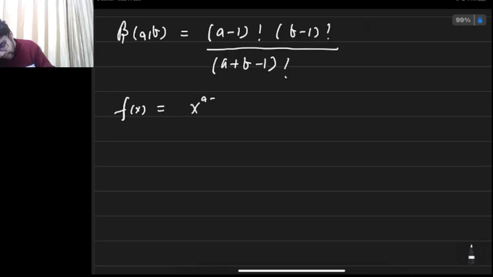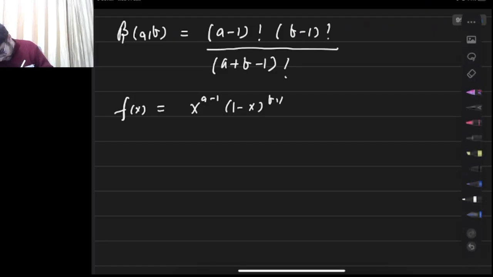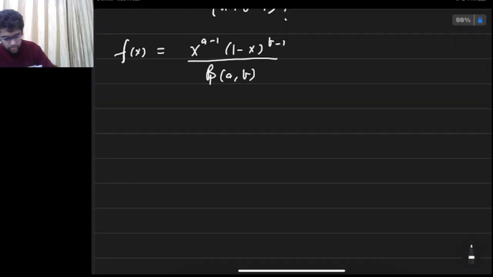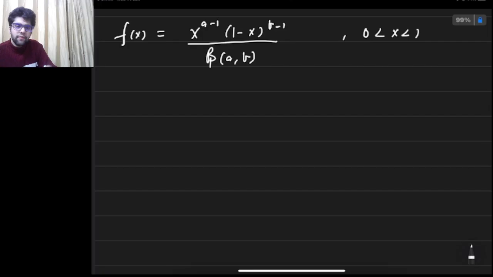So now the PDF given to us is f of x equals x to the power a minus 1, 1 minus x to the power b minus 1, divided by beta a comma b. A and b are the shape parameters. And we also know that x lies between 0 and 1. So now let's check if this is a valid PDF. Now we'll start deriving.